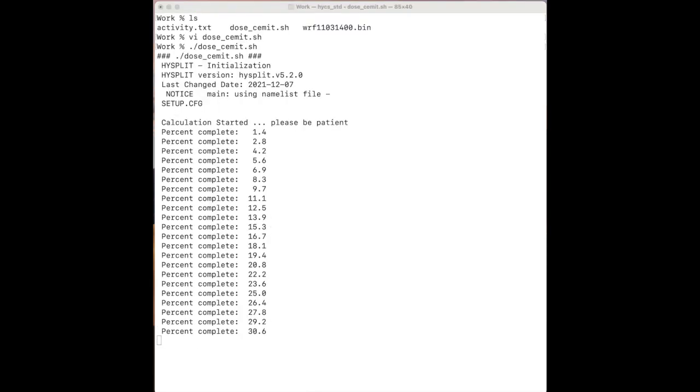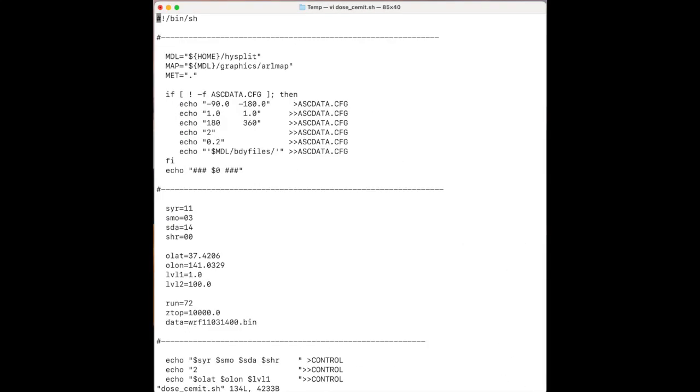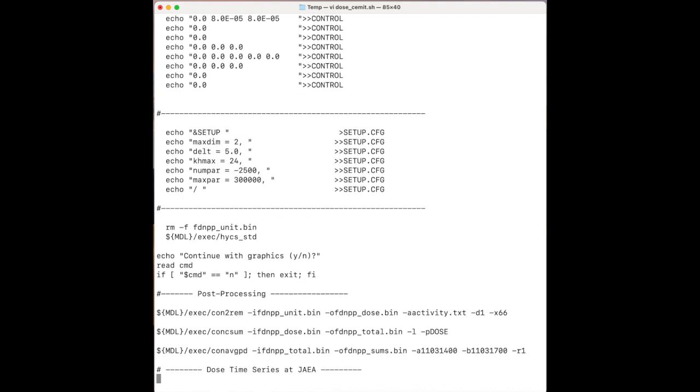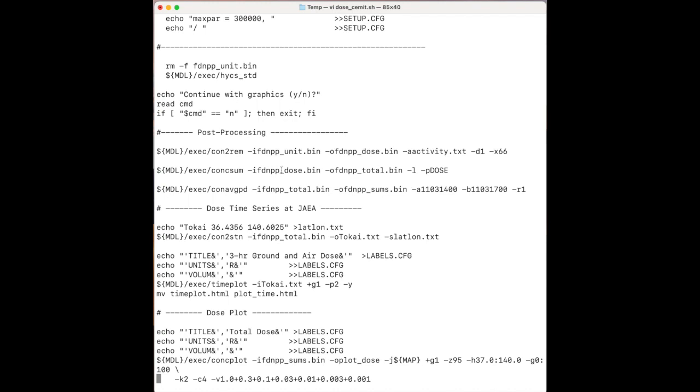Execute the script after the model simulation has completed. The post-processing steps are a bit different than before. Note that only one simulation was conducted for the entire period with no differentiation of emission times. This corresponds with the single emission rate defined in the activity.txt file.